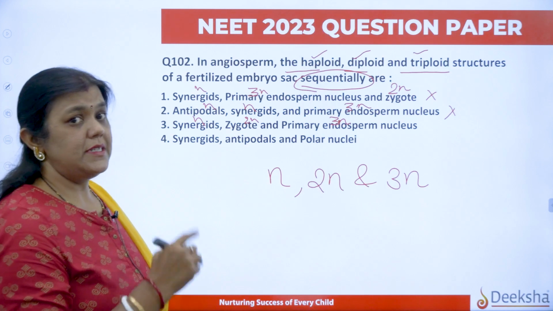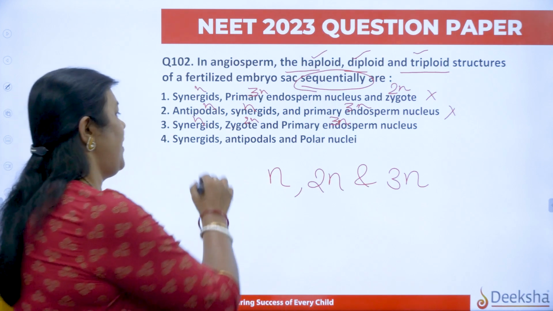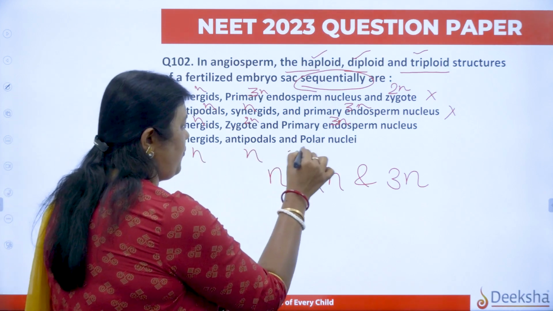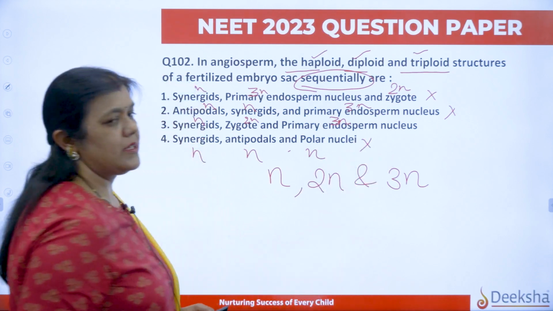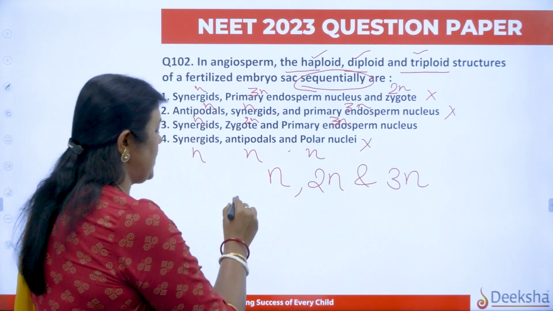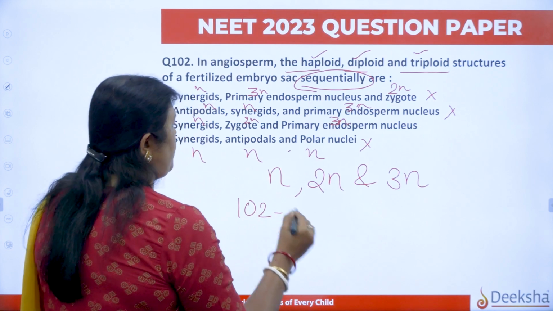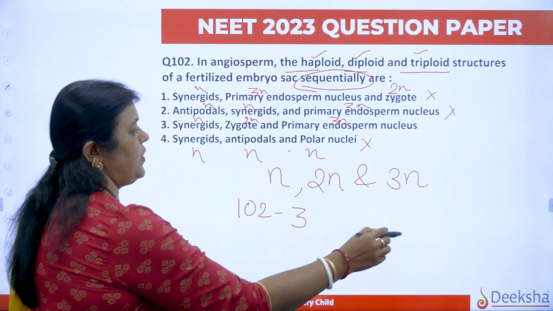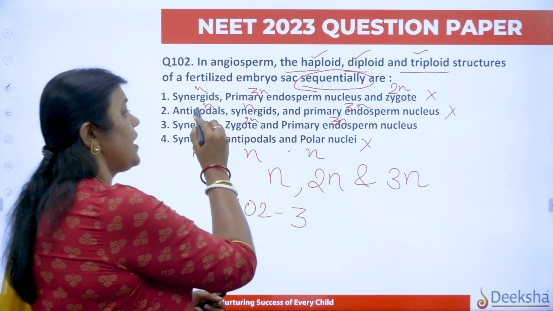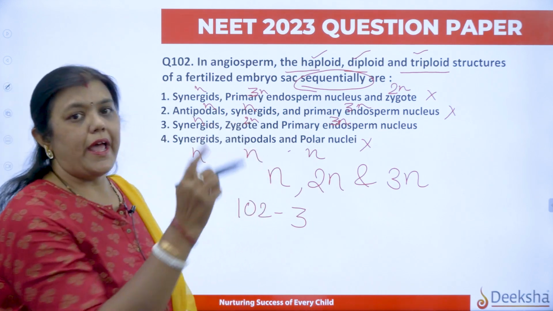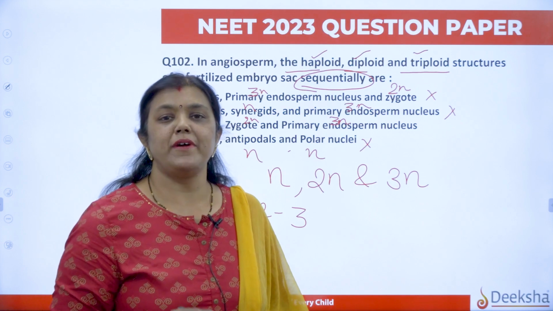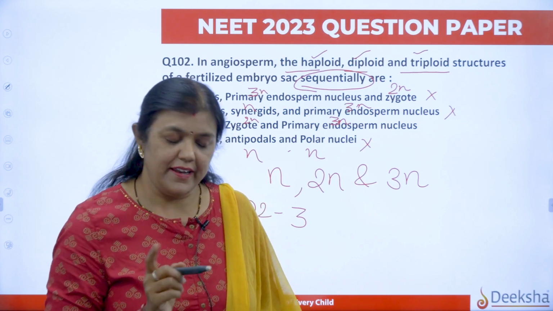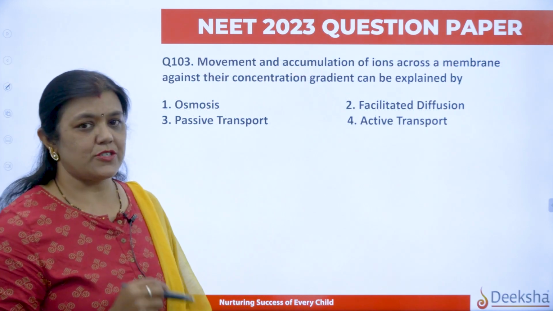Fourth one, synergids, antipodals, polar nuclei, all of these are N. So obviously this is also a wrong answer. So for this second question 102, the correct option is option 3 in a sequence. N, 2N, and 3N, they are arranged, and the answer is synergid, zygote, and PEN or primary endosperm nucleus. Correct? Let's go for seeing the next question.